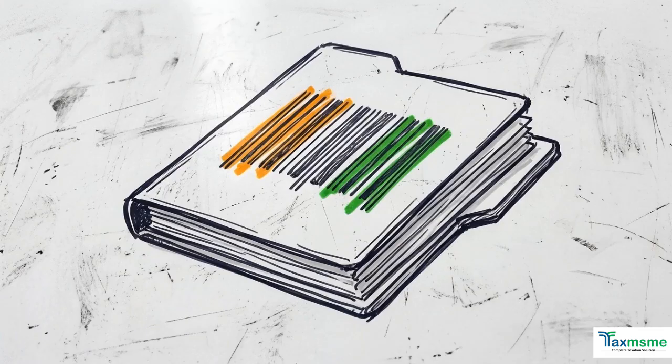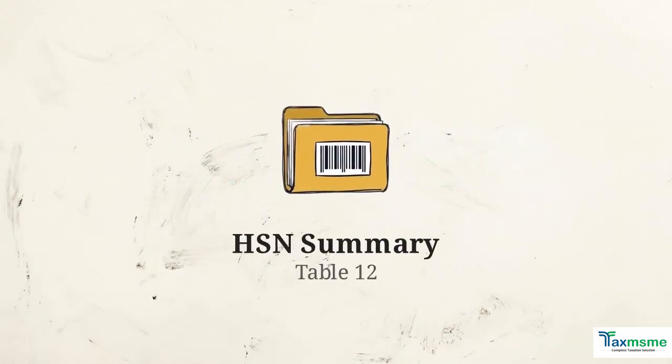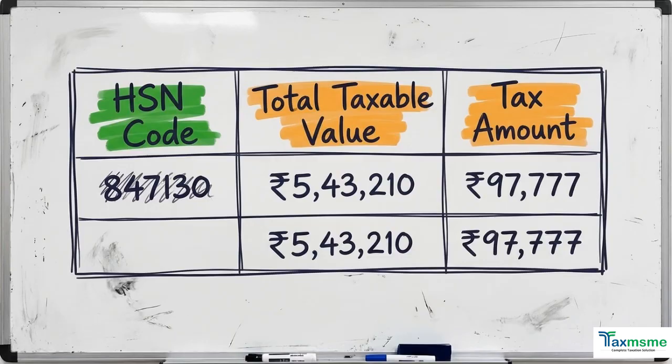With your sales logged, we move to Table 12, the HSN summary. This section requires you to consolidate the data you just entered across both your B2B and B2C tables. You will list out the specific HSN classification codes for the products you sold, alongside their total combined taxable values and the resulting tax amounts.